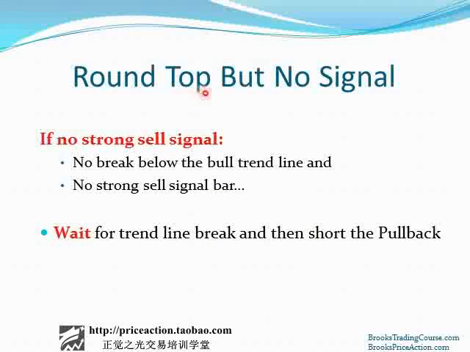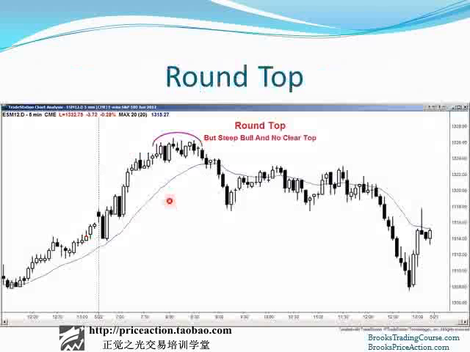Let's say there's a rounding top but no sell signal. You need a break below the bull trend line, and you need a strong signal bar. If you don't have both, it's better to wait until we get them before looking to short the rounded top. I would rather have it be a higher high or a lower high major trend reversal before shorting. So for example, here we have a strong bull trend and we're forming a rounding top, but we don't have a trend line break. So I probably would not take this short, and I would wait.